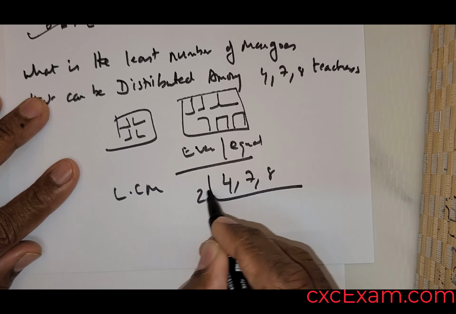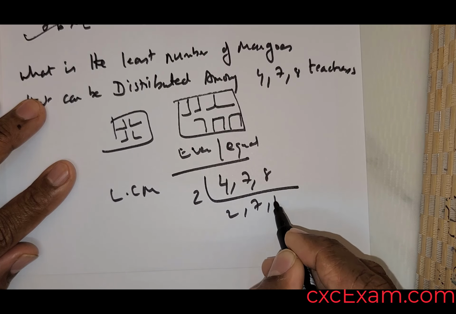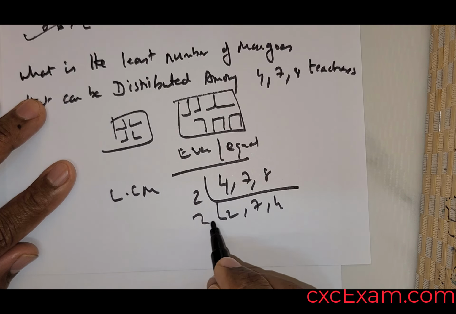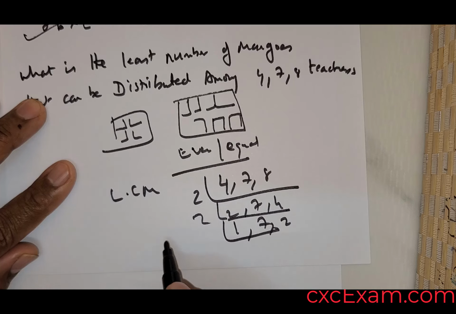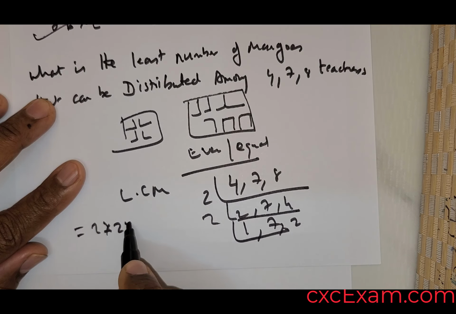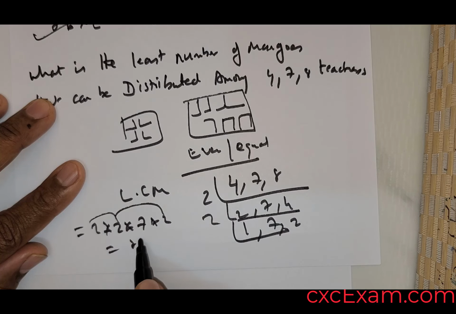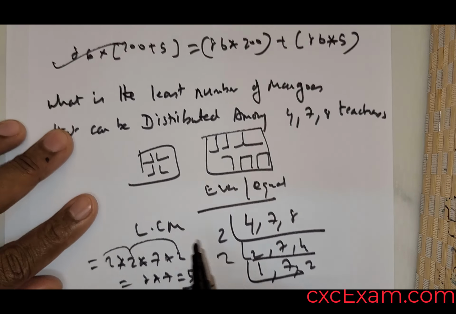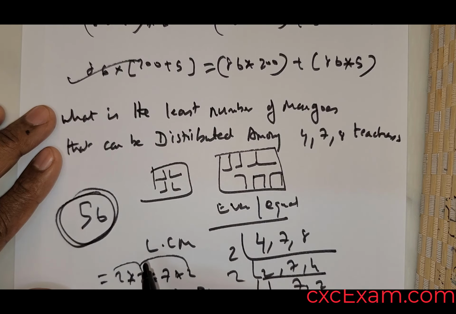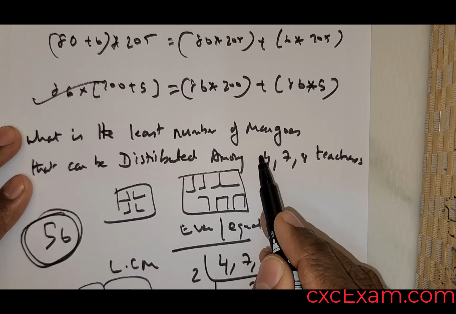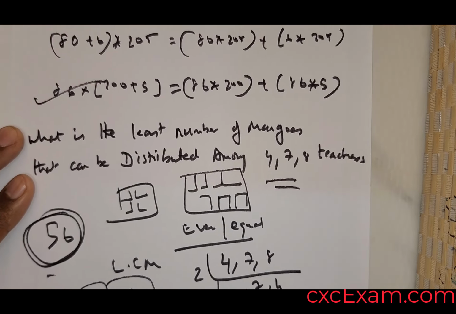So what happens here? 2 divides here 2 times, 2 cannot divide 7, but 2 divides here 4. Next 2 divides here once, and 2 divides 4 twice, but 2 cannot divide 7. So you multiply all of this. So this is going to be 2 into 2 into 7 into 2. 2 2s are 4, 4 times 2 is 8, 8 times 7 is equal to 56. So you need 56 mangoes to be distributed equally among 4 people, 7 people or 8 people. So that will be the solution.